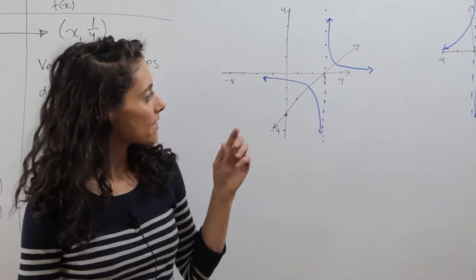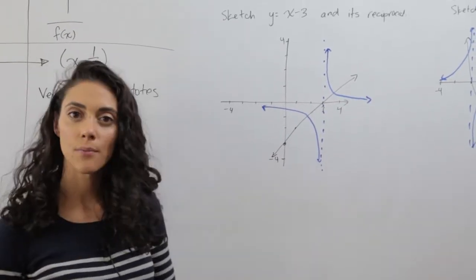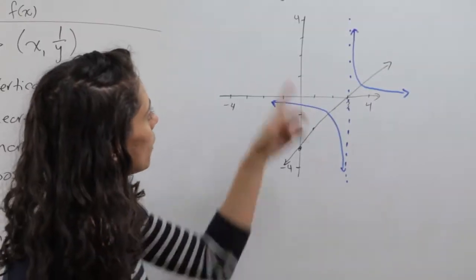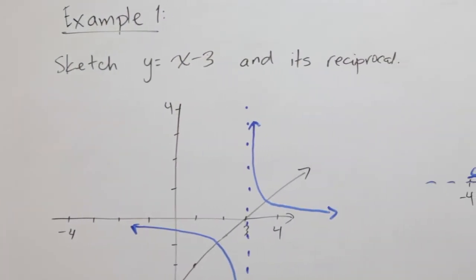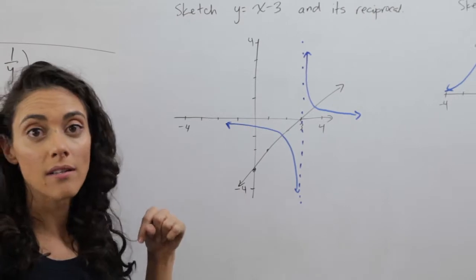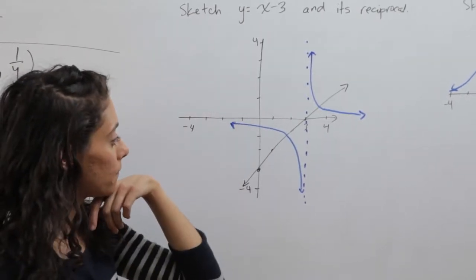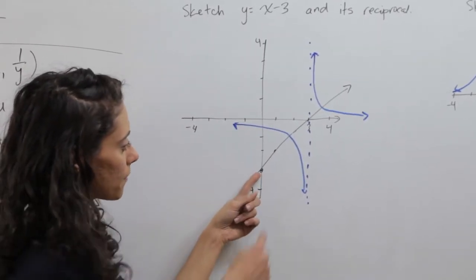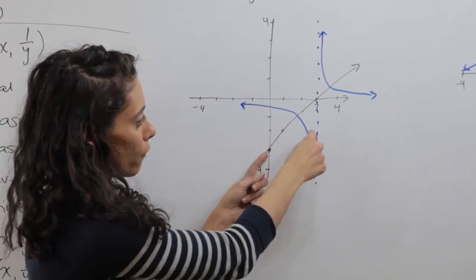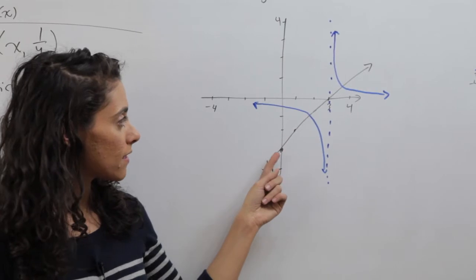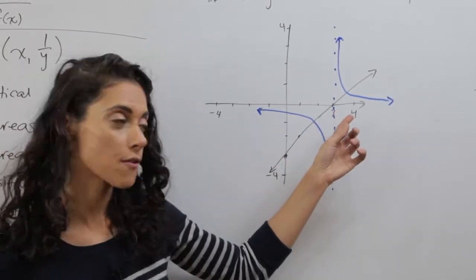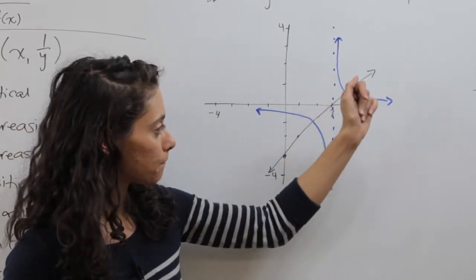So we have two examples here. First up, the reciprocal of a line. Sketch this line and its reciprocal on the same axes. This is a line with slope 1 and y-intercept -3. So there's the y-intercept, over 1, up 1, over 1, up 1, etc. So we end up with a line with a y-intercept at -3, an x-intercept at 3, and that's always increasing.